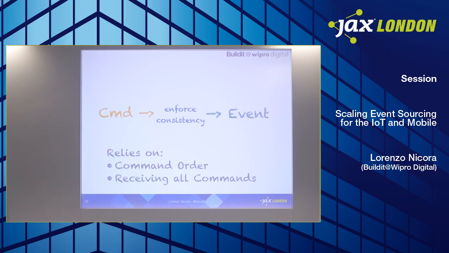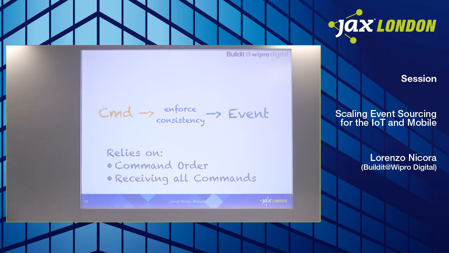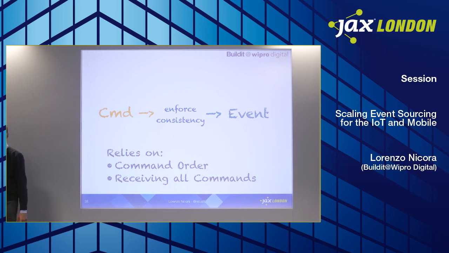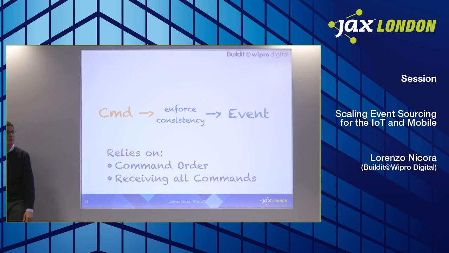So the general idea we started from, my colleague actually started thinking about this, is, okay, the problem is we have all this kind of unreliability out there. So we have the command, we have to enforce consistency at that level to meet events, but this relies on the fact of receiving commands in the right order. But we just said the mobile network is unreliable. And it relies on the fact of receiving all commands, not losing them.